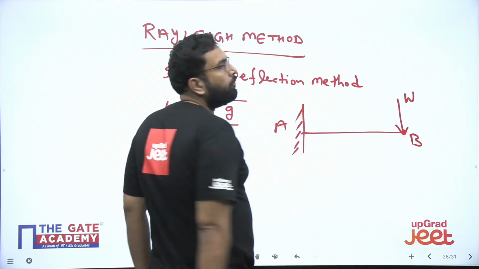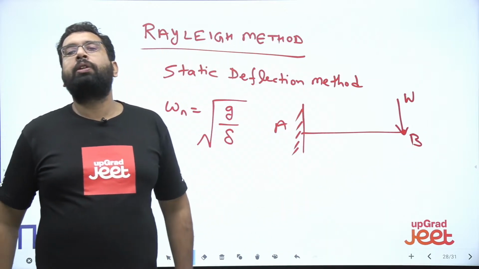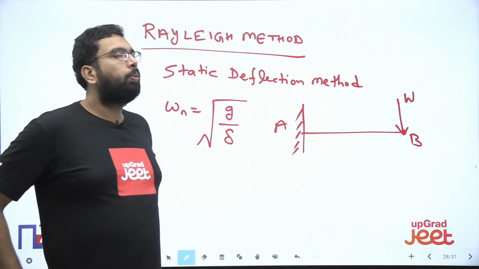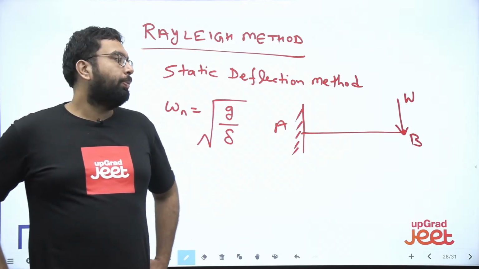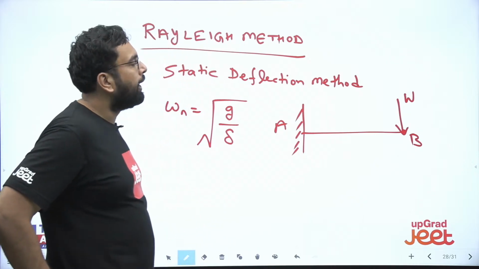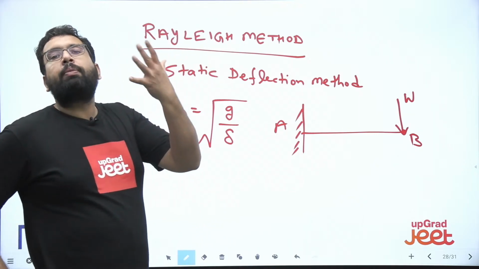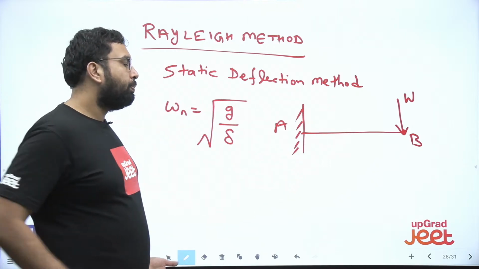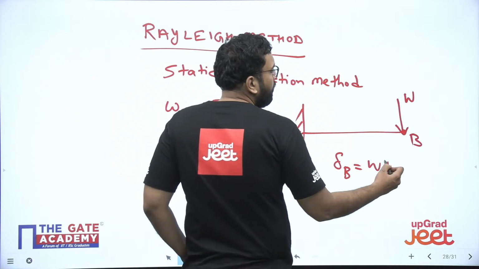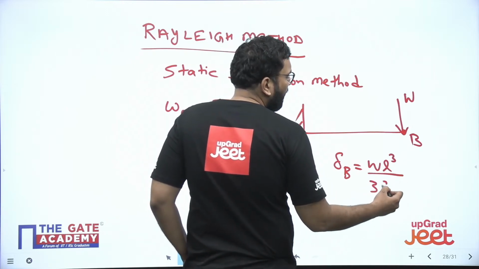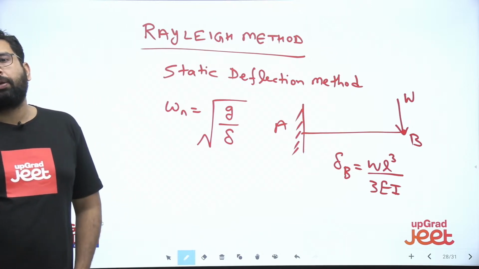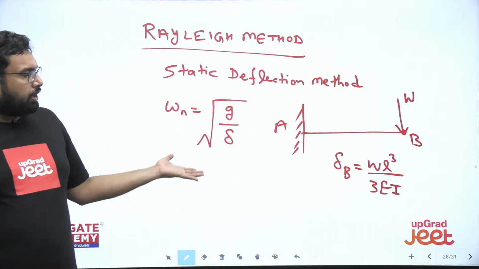If I ask you the deflection of this point B, what would you say? Some formula would jump out of your mind, and you would say that the deflection at B is WL cube by 3EI. I hope all the aspirants of mechanical engineering must have memorized this. Yes or no? Now, sir, what is the relevance here?